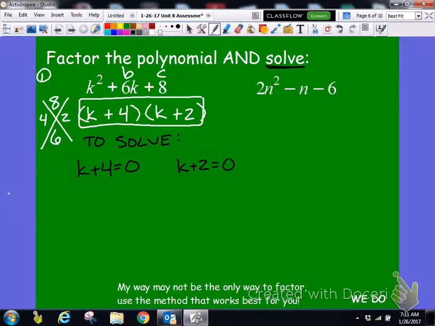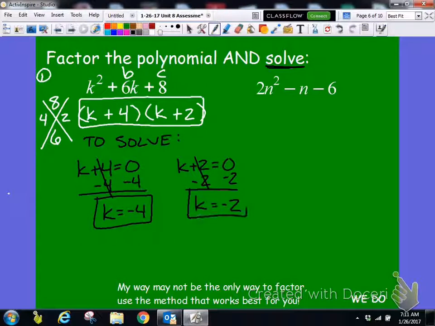Now I'm simply solving a one-step equation. I subtract 4 from both sides here, and k equals -4. And I subtract 2 from both sides here, and k equals -2. So my possible solutions are k equals -4 and k equals -2.